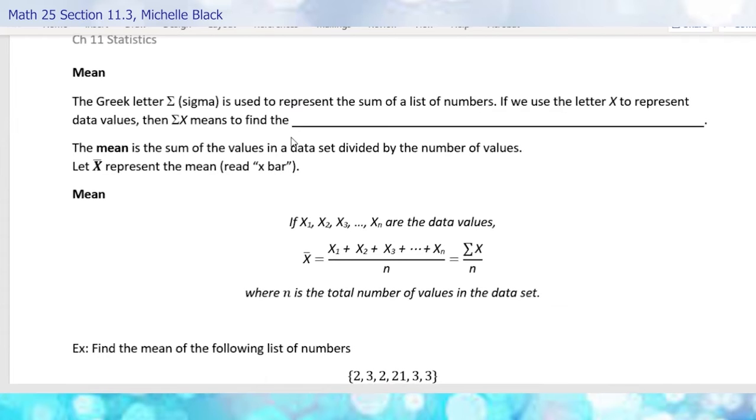Let's start with mean. The Greek letter sigma is used to represent the sum of a list of numbers. If we use the letter x to represent data values, then sigma x means to find the sum of all the data values in the set.